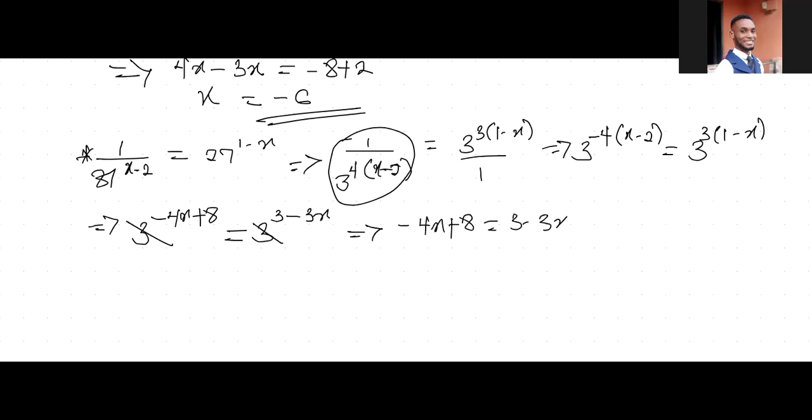Then what do you simply do? You simply say minus 4x plus 3x is equal to minus 8 plus 3 by collecting the like terms. Then you have minus x is equal to minus 5, and then your x is equal to 5. It's as simple as that.